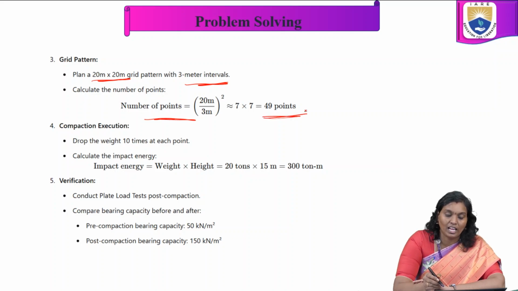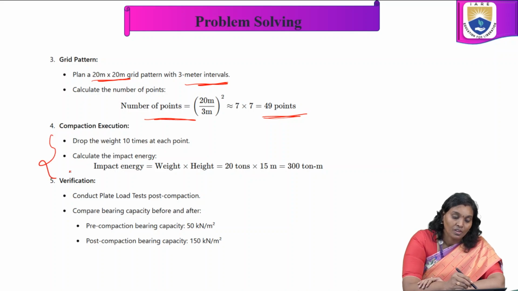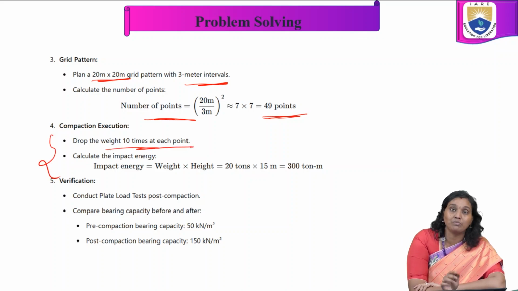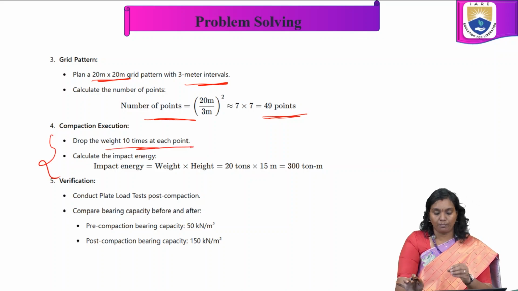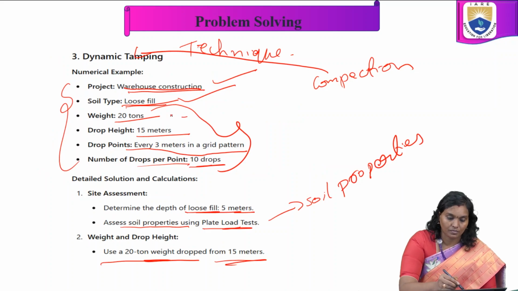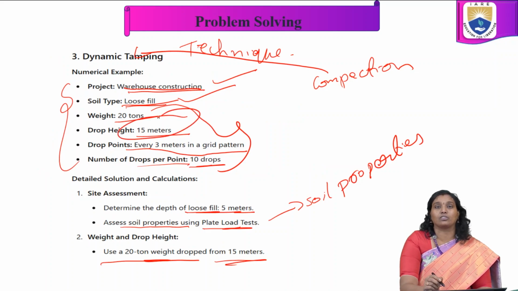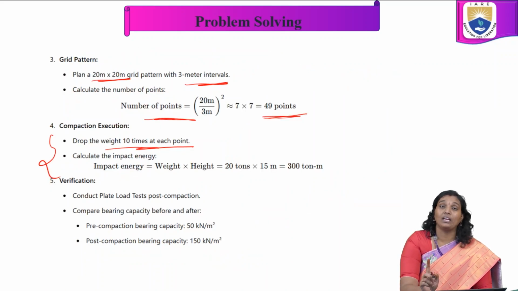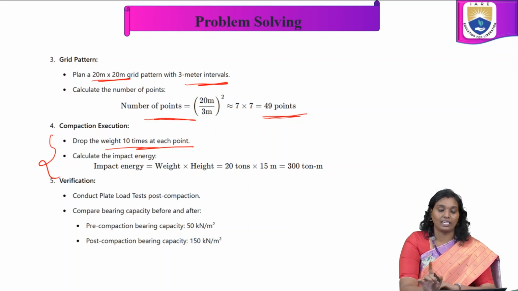So that is 49 points. Now how are we executing this compaction? We drop the weight 10 times at each point. So at every point, out of those 49, we drop the weight from a 15 meter height with a 20 ton weight. We drop the same kind of drop 10 times at each point.